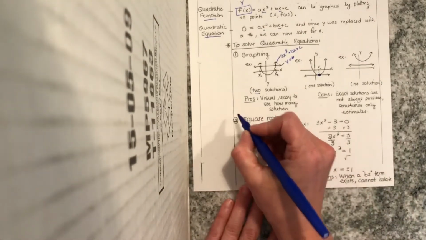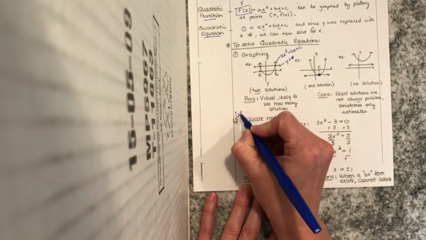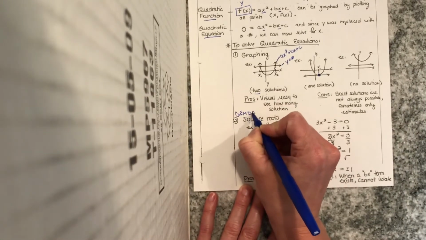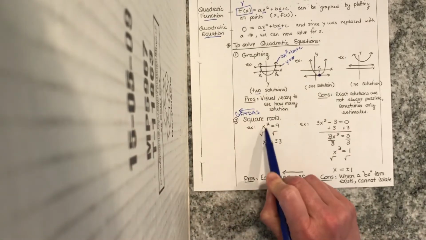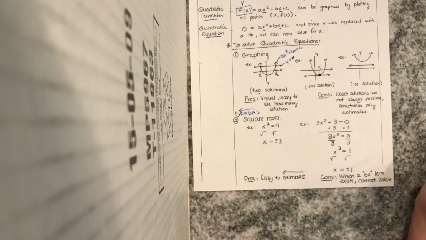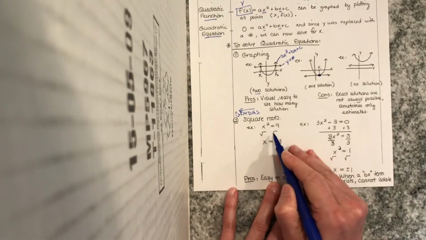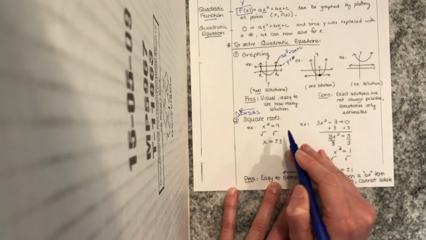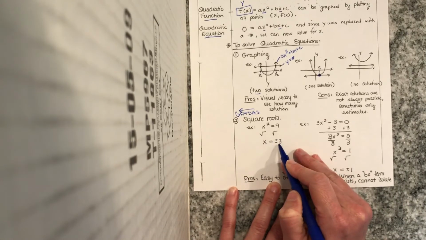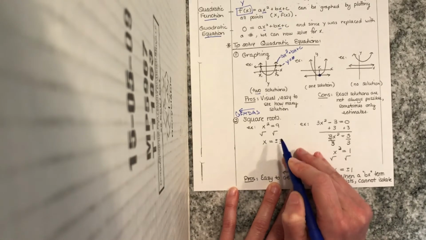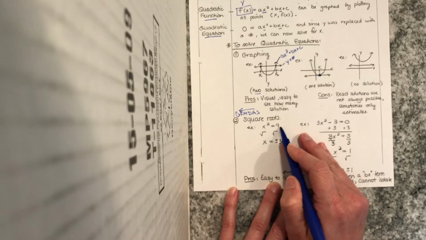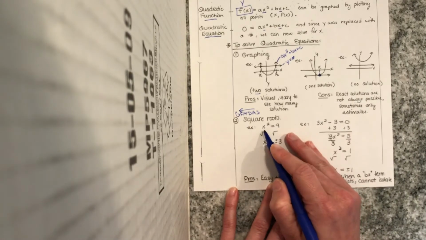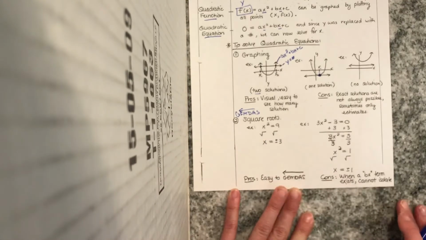By undoing your order of operations. If I had something like x squared equals 9, the only thing happening to x is squaring it, so I could undo that by taking the square root of both sides. The square root of 9 is positive or negative 3, so I end up with two answers. If I plugged in positive 3 and squared it, I'd get 9. If I plugged in negative 3 and squared it, I'd get 9. So both numbers work.